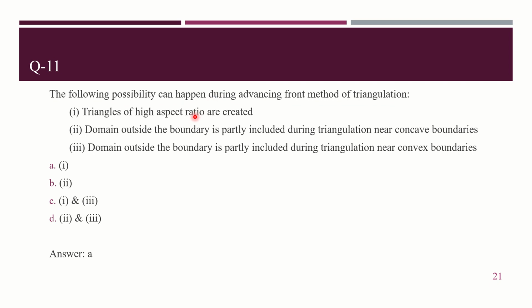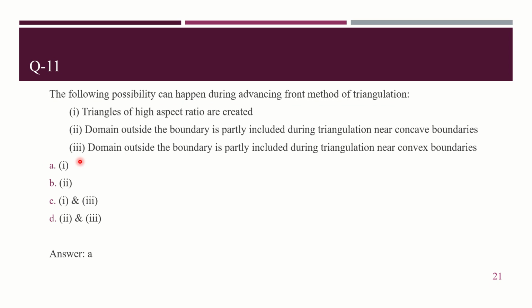Aspect ratio is nothing but the longest length to the shortest length. So here we can say that aspect ratios are higher in the advancing front method. But we cannot comment on whether domain outside the boundary is included or not. We cannot comment. So triangles of higher aspect ratio are created is a true statement. So the first one is a right statement. Second and third statements are false. So accordingly, option A, 1, is true.